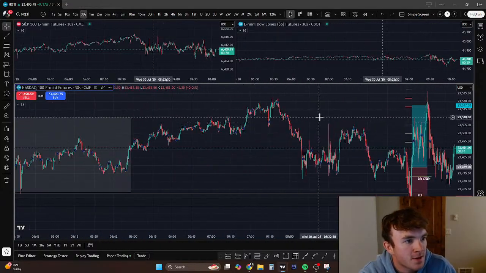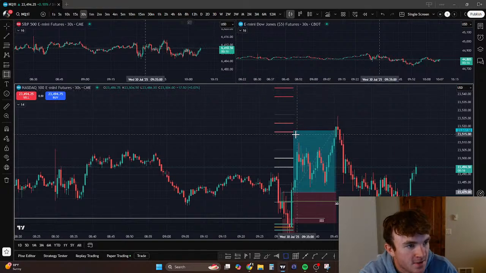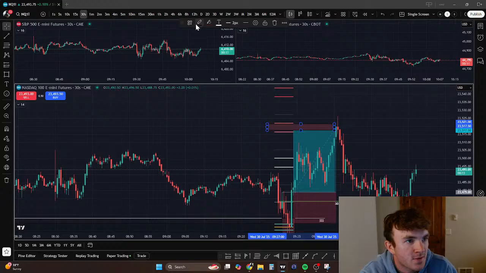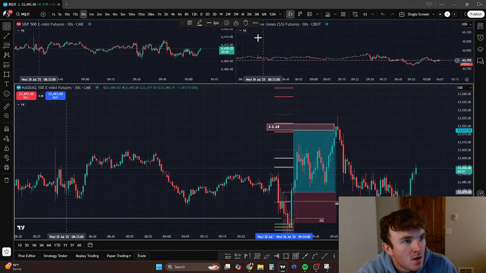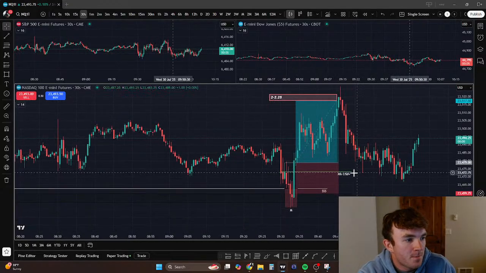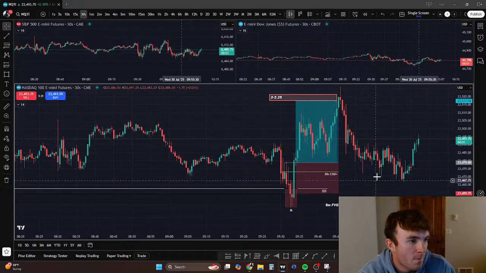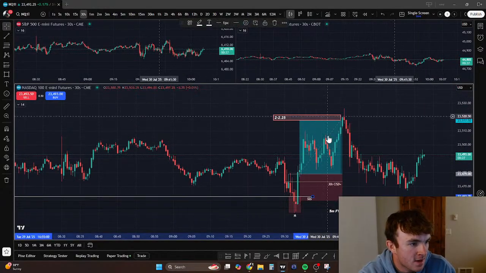I would probably just target the second standard deviation because I'm expecting consolidation. I'm not expecting expansion. Maybe that's what I should have done for the short, but yeah, like I said, this ended up working out.